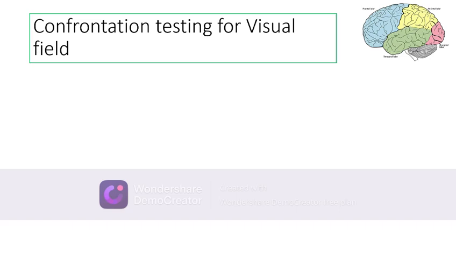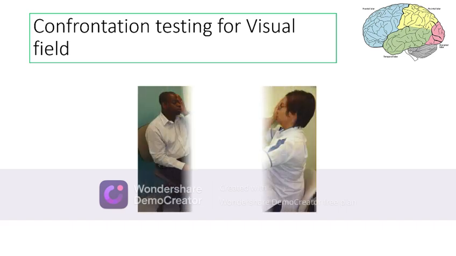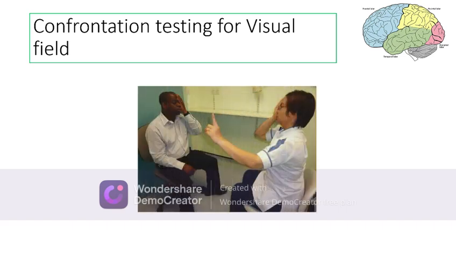Now, we must know how to test the visual field in the patient, and the common outdoor method is confrontation testing. In that, as you can see in this picture, the doctor and the patient sit face to face. The patient is asked to close one eye with one hand and to look straight at the doctor through the other. The doctor also closes the opposite eye, such that the doctor is looking straight at the patient.